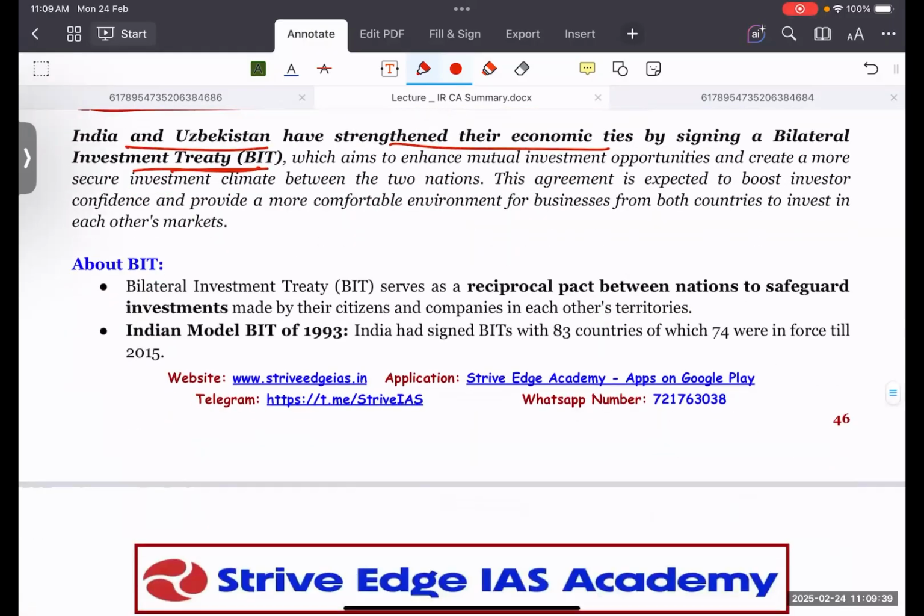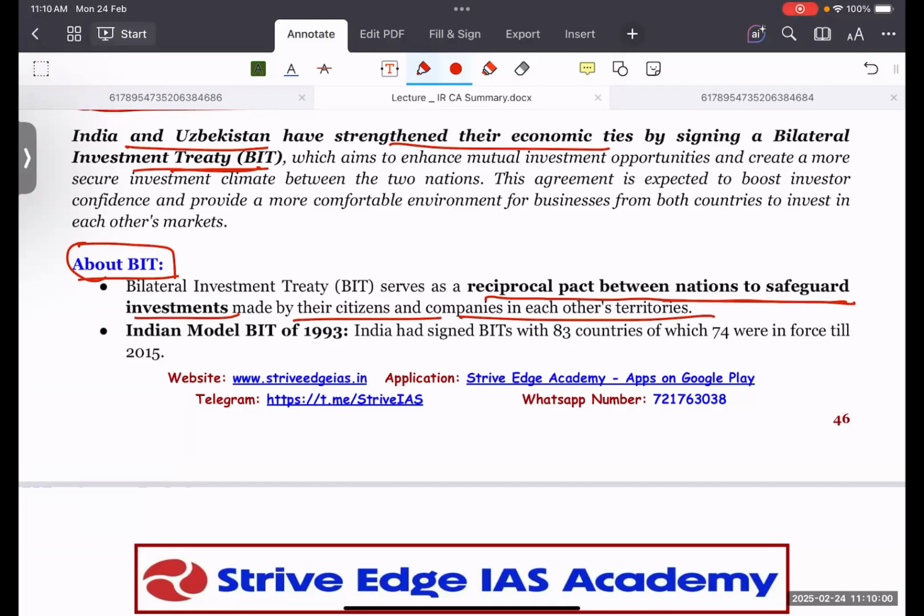So now what is a BIT? What are the facts you have to remember about the BIT? It serves as a reciprocal pact between nations to safeguard investments made by their citizens and companies in each other's territory. It is a reciprocal pact because both countries have to offer what are the conditions placed in this particular treaty.